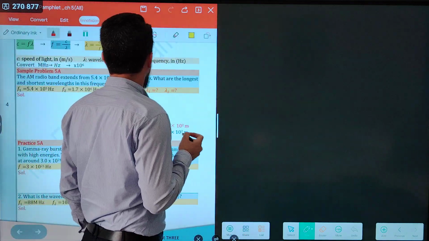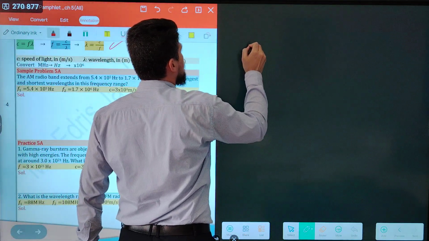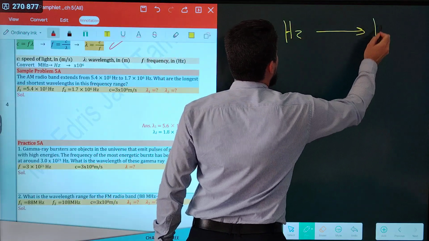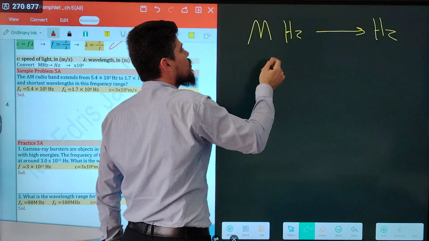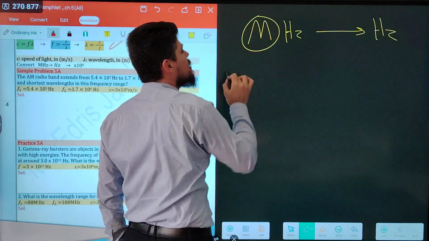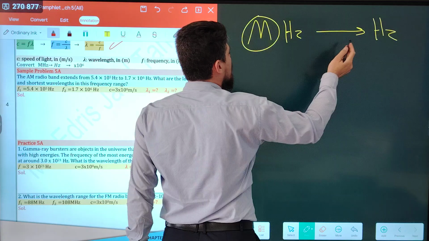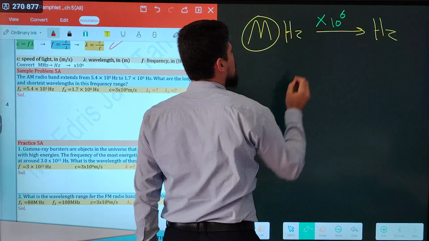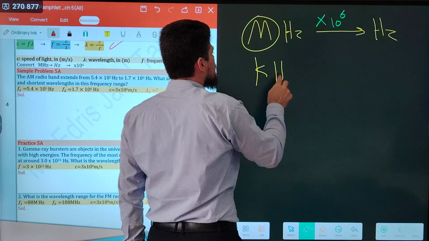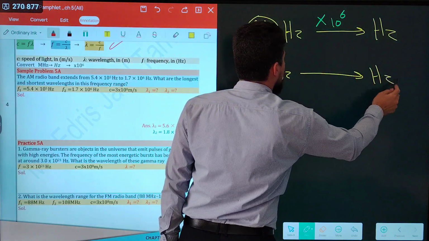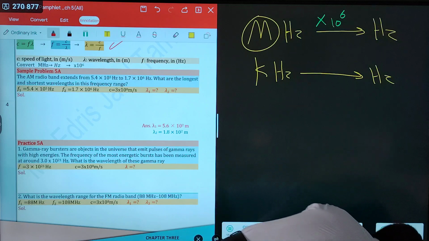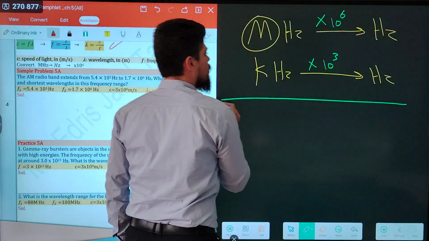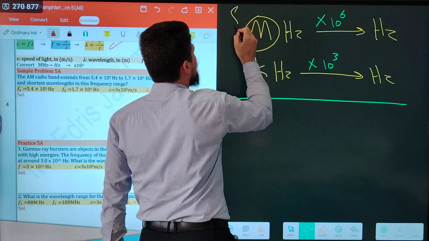But before solving the question, you have to keep in mind, whenever frequency is given in megahertz, you have to convert to hertz. It's not allowed to solve the question with megahertz because mega is a prefix. You have to convert to the pure unit. Megahertz to hertz, multiply by 10 to the power 6. Kilohertz to hertz, multiply by 10 to the power 3. This is for frequency.